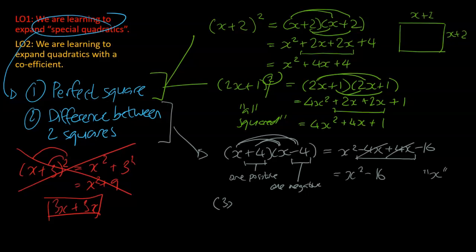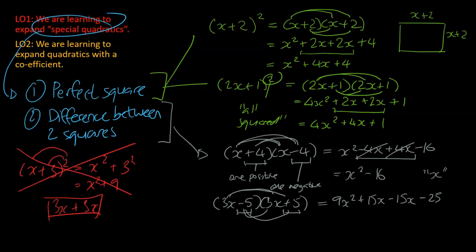So let's have a look at that one I mentioned before, 3x minus 5, 3x plus 5. And again, see we've got one positive and one negative when we look at the numbers at the end. That's what makes it a difference between two squares. We're then going to go 3x times 3x, 9x squared, 3x times 5, positive 15x, and then you've got negative 5 times 3x, that's minus 15x, and then negative 5 times positive 5, minus 25.